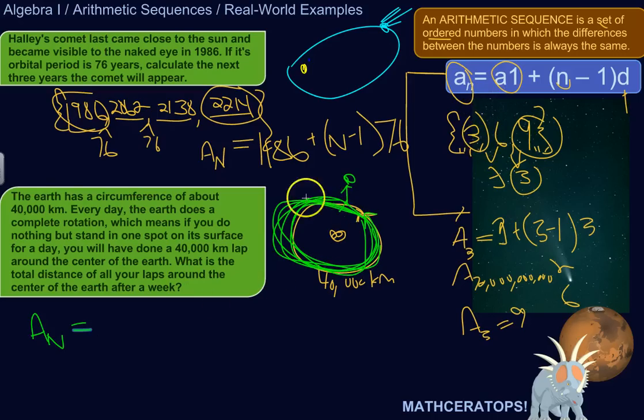0. You haven't gone anywhere yet, so let's call it 0. I'll put 0 in there. So first term is 0 plus n minus 1. And what's our common difference? Well, we're adding 40,000 every time, so 40,000 kilometers. Okay. So I'm going to do this with the equation because the Halley's Comet one is easier just to kind of put them in by hand.